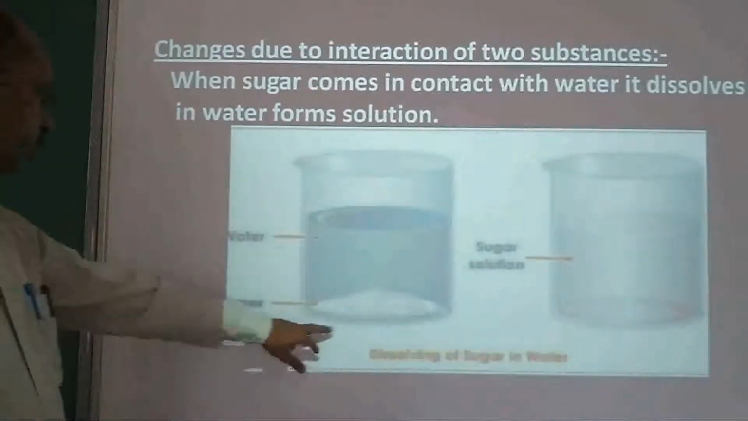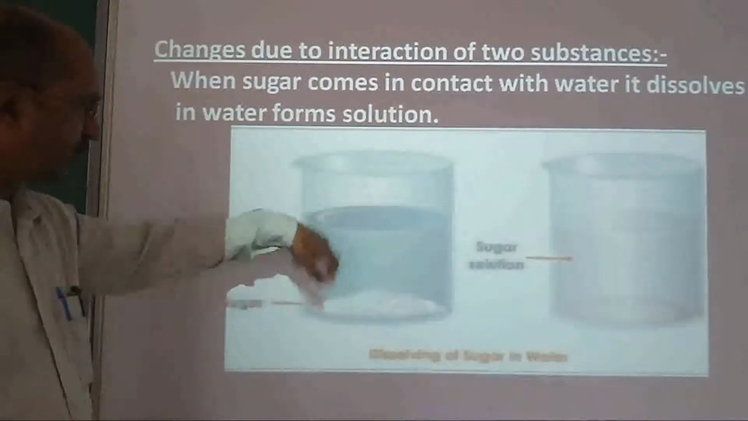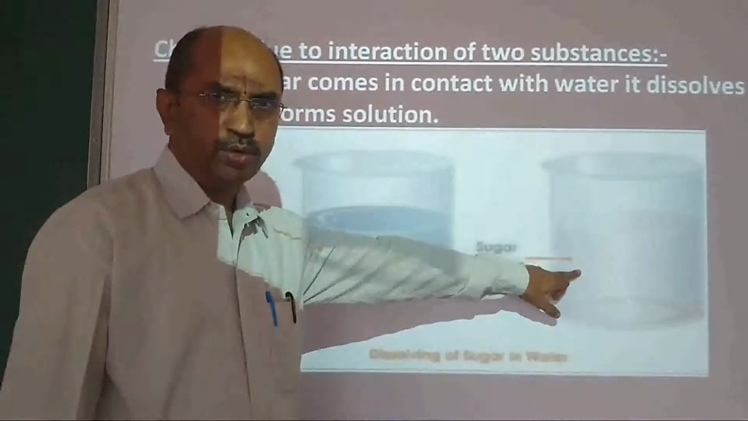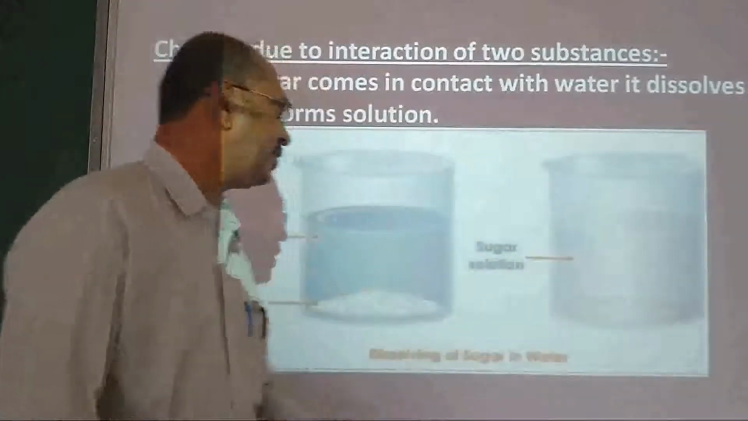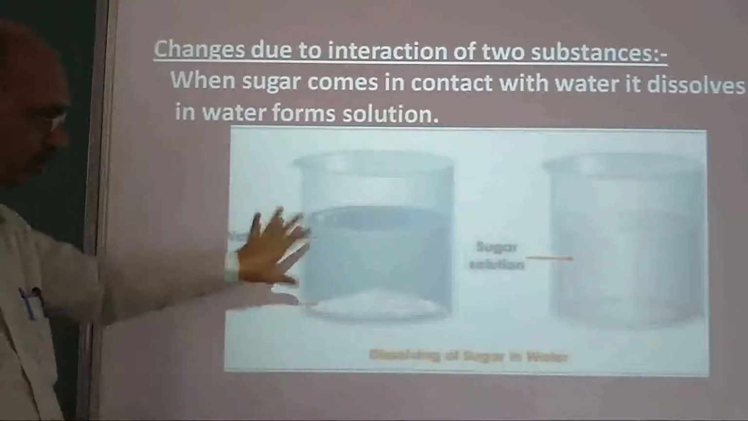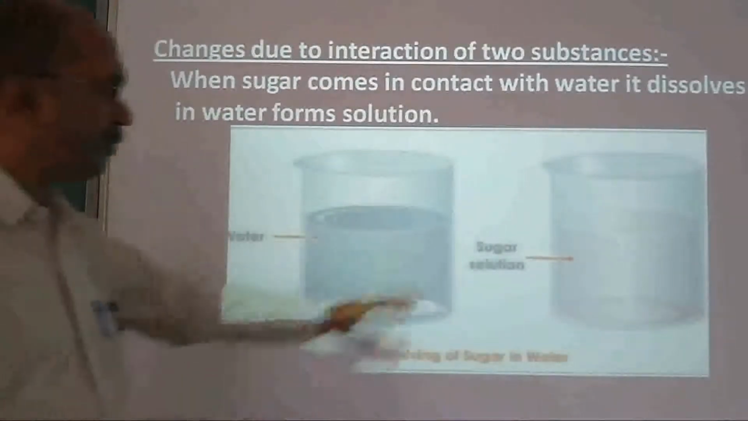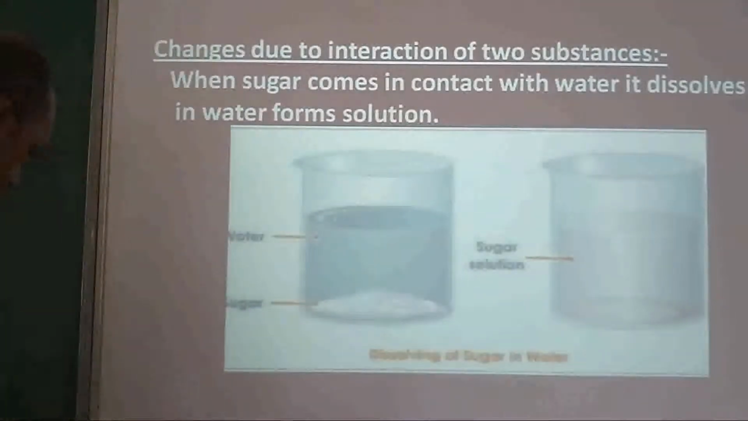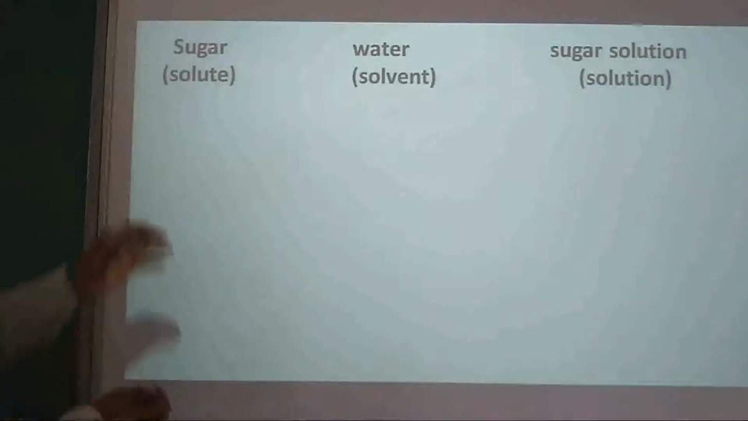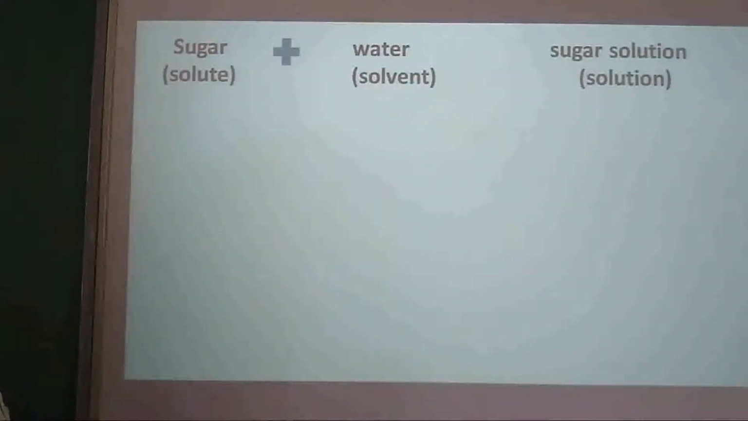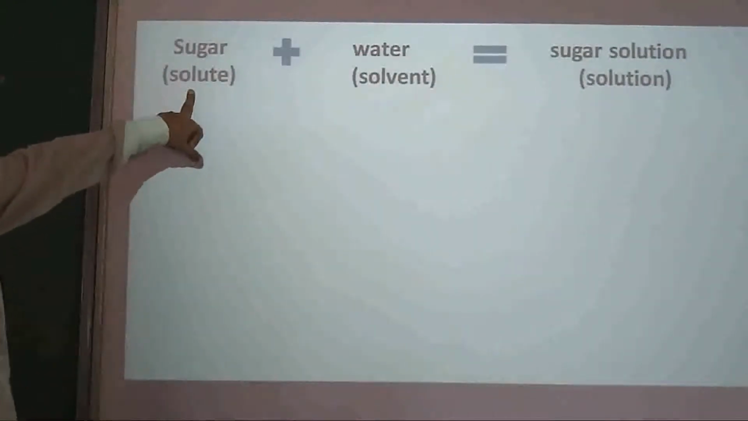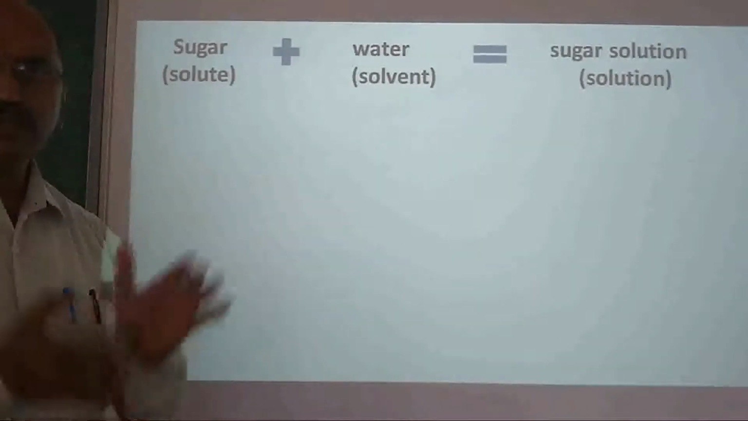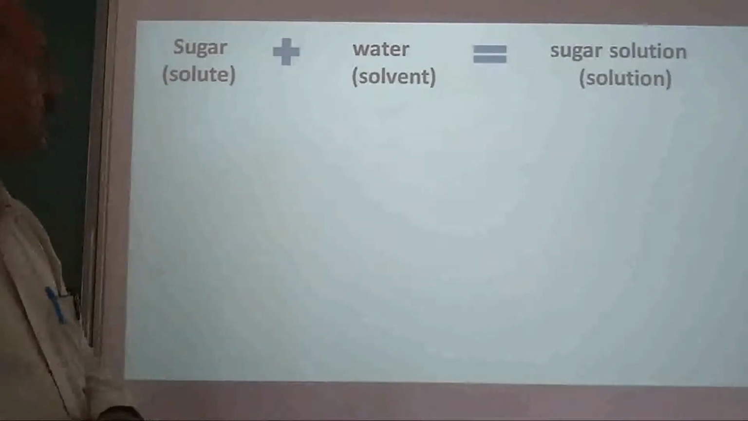So see here, the sugar is here and the water. When you stir it, sugar dissolves and you will get another new substance, that is the sugar solution. And this change is called a physical change, because when we evaporate water, you will get back the sugar. You can see here, sugar is called a solute and water is a solvent, and finally we get the mixture called sugar solution.